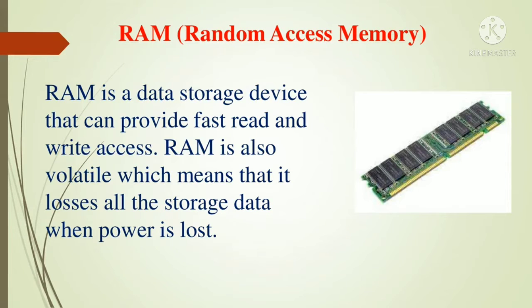Now we know about RAM, which means random access memory, in short. RAM is a data storage device that can provide fast read and write access. RAM is also volatile, which means that it loses all the stored data when power is lost.